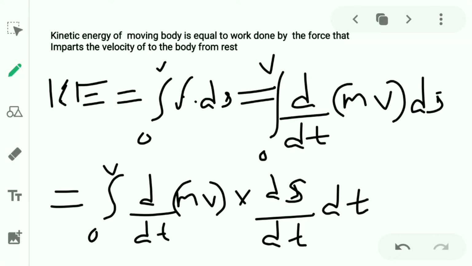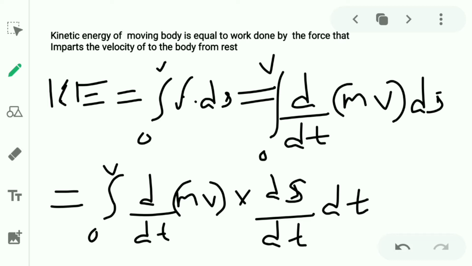And we know that every moving body has its own kinetic energy. So the kinetic energy of a moving body is equal to the work done by the force that imparts velocity to the body from rest. So from rest we take the integral from 0 to v. v is the final velocity, and F dot ds is the work done by the force on the particle.